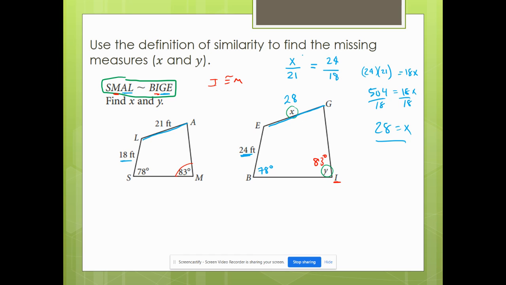So this isn't the only way to set it up. We could have said, well, I'm going to put the 21 on the top, and then the x goes on the bottom. But if I do that, then the 18 must go on top because it's on the same polygon as the 21. And then the 24 has to go at the bottom. And you see when we cross multiply, we get the exact same thing. 21 times 24 and 18 times x.